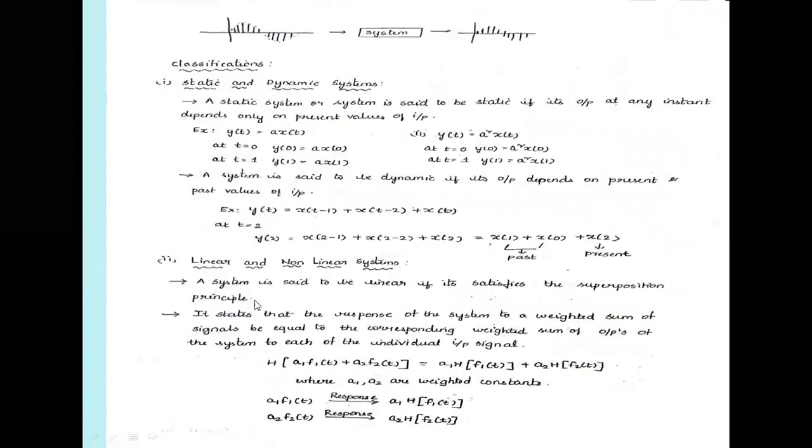So the definition: a system is said to be linear if it satisfies the superposition principle. It states that the response of the system to a weighted sum of signals is equal to the corresponding weighted sum of the outputs of the system to each of the individual signals. So a1 h of f1 of t plus a2 h of f2 of t is equal to h of the sum of the two signals.